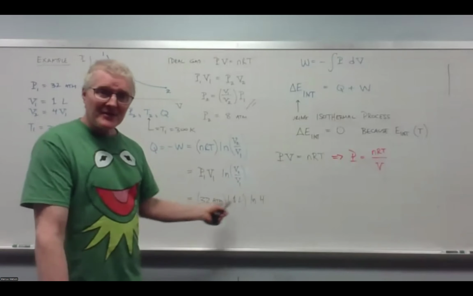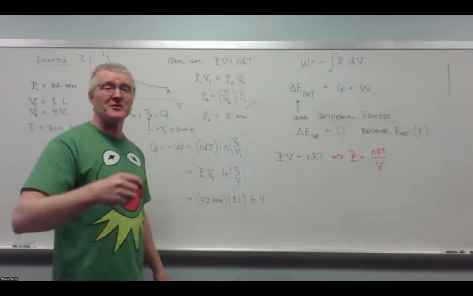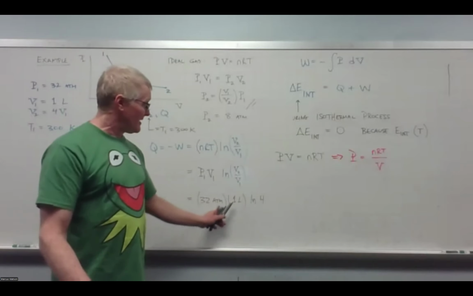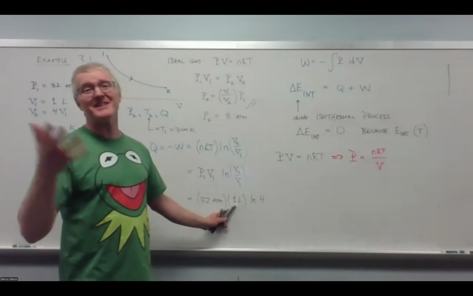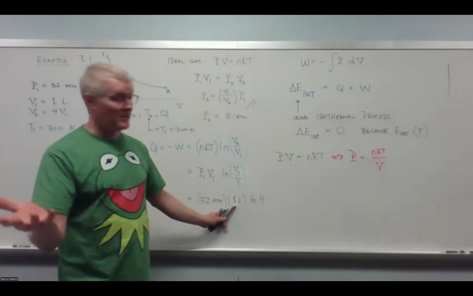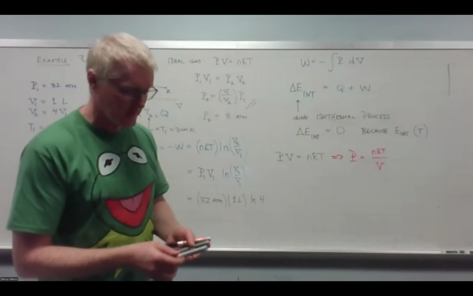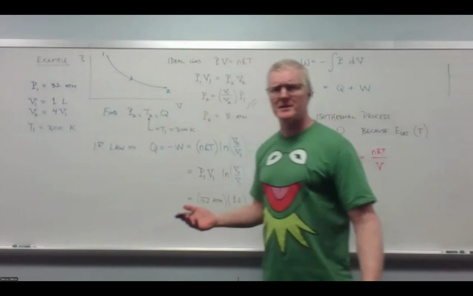So if I look at this, I've got 32 atmospheres. If I need to convert that into pascals, really all I've got to do is multiply by 10 to the 5. Here I've got a liter. I need to convert that into cubic meters, which means I need to divide by 1,000. And I've got the log of 4, which is pretty easy. The log of 4 is twice the log of 2, and the log of 2 is like 0.7. So this is a number about 1.4.